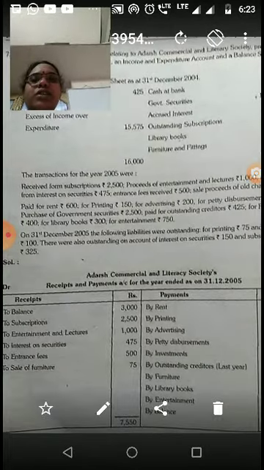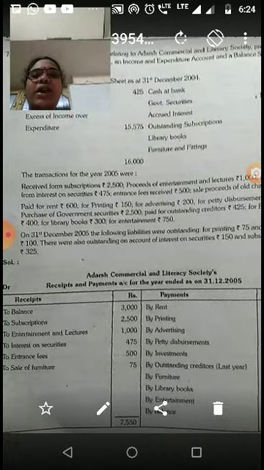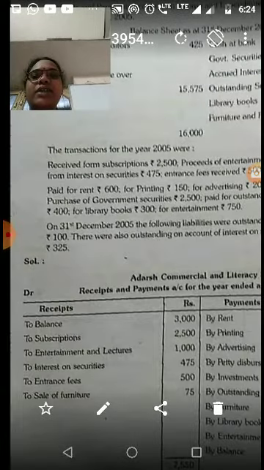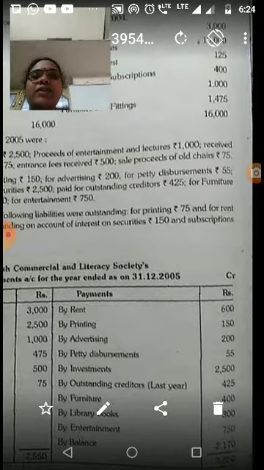Receipts and payments account of Adarsh Commercial and Literary Society for the year ended 31/12/2005. Here on the receipts side, that is balance, meaning opening balance of cash, that is 3000. Next subscriptions 2500. Entertainment and lectures 1000. Interest on securities 475. Entrance fees, that is 500. Sale of furniture, that is 75.